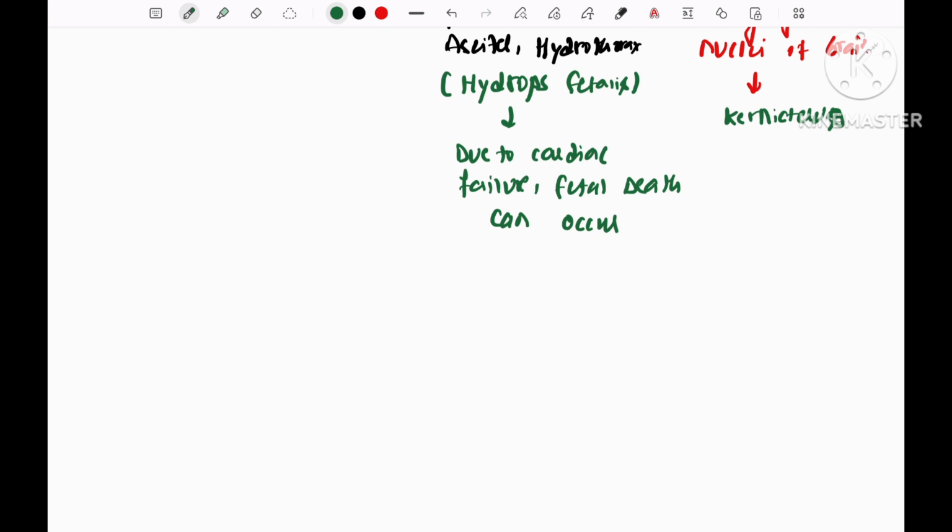Okay, but in a subsequent pregnancy, like the third or fourth pregnancy, if again this condition is not prevented by giving the anti-D injection, then yes, fetal death can occur. Chronic tears can happen. Hydrops fetalis can occur. So these are the conditions which occur in subsequent pregnancies.